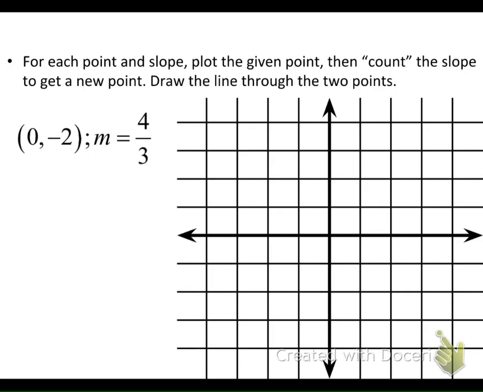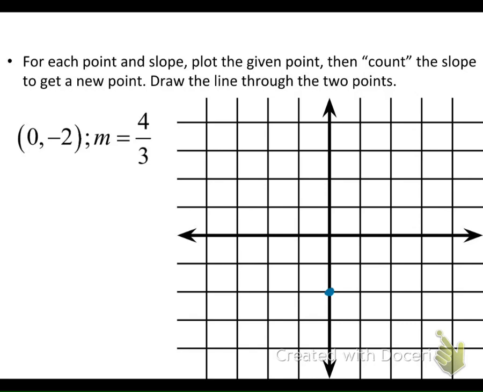Okay, now go ahead and turn it over to the back. This is a little different from what we're used to. It says up here, for each point and slope, plot the given point, then count the slope to get a new point. Draw the line through the two points. This ordered pair right here represents the first point that we have to plot. This is the y-intercept, because it's where the line crosses the y-axis. So go ahead and plot that point, 0, -2.